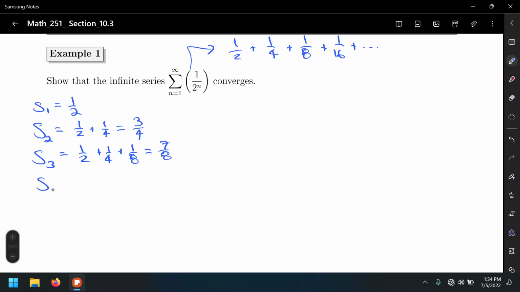Let's do one more. S sub 4. That's again 1/2 plus 1/4 plus 1 over 8 plus 1 over 16. And combining those 4 fractions together, and after doing all reductions, LCDs and all that, that's 15 over 16. Okay?